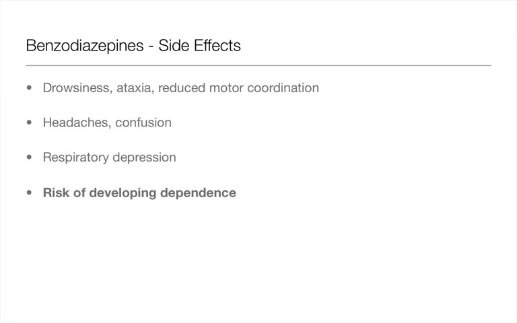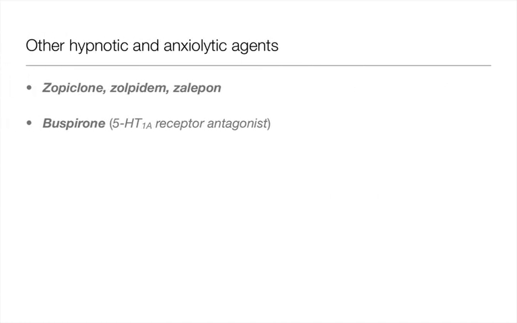Okay, so are there any other hypnotics or anxiolytics that's worth knowing about? Yeah, so there's zopiclone, zolpidem and zaleplon, which are drugs we use for insomnia. They have a short half-life and they act at benzodiazepine receptors but are structurally different. So essentially they can be used as sleeping tablets.